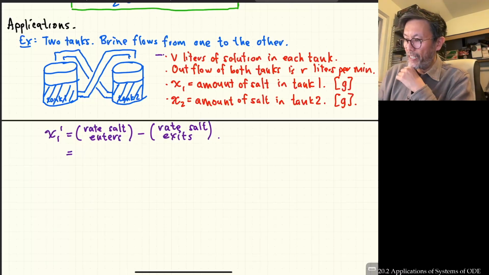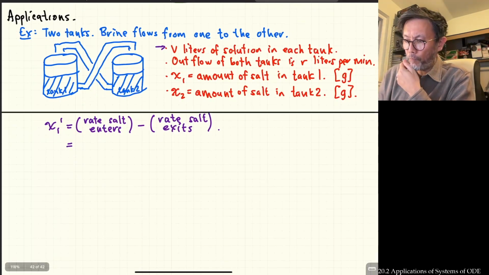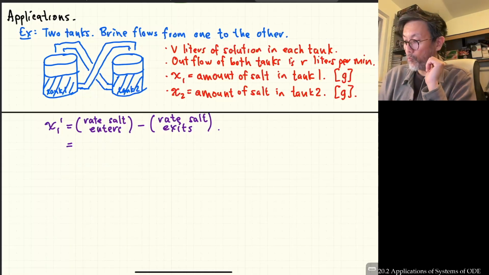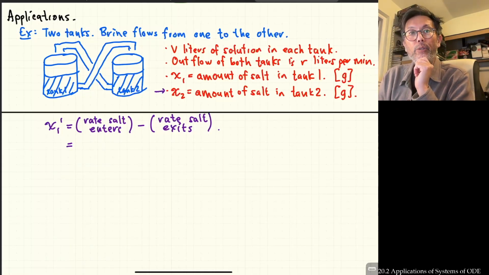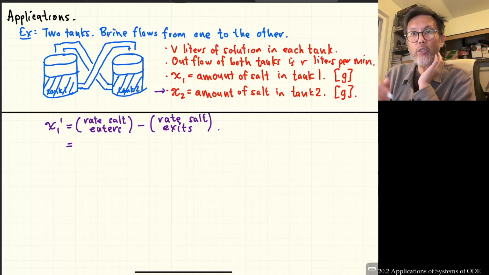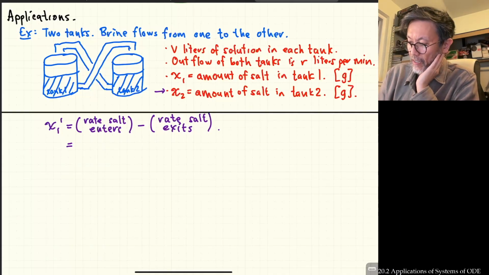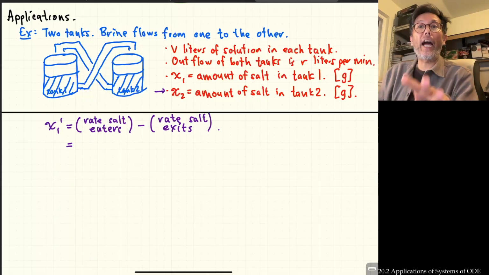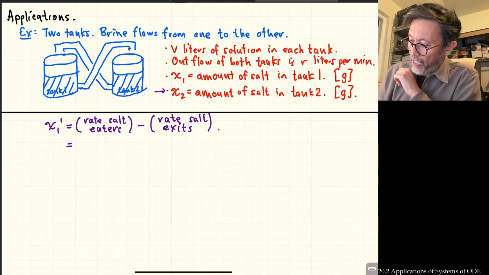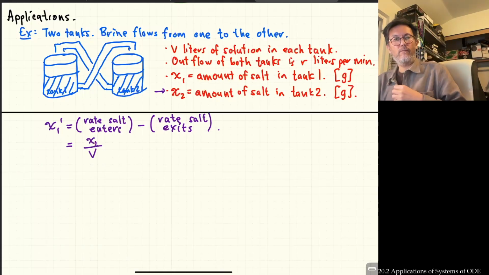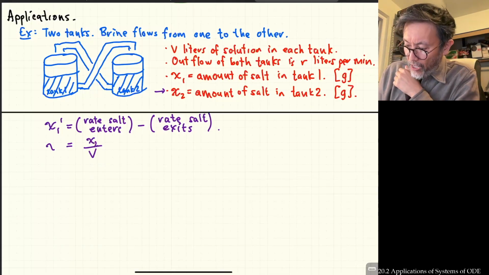That's indicated by this line here, right? So we know the volume, and that's no problem. The amount of salt we define to be x sub 2. So the concentration of the brine in tank 2 is going to be given by x sub 2 divided by V. Remember, I'm thinking about x1 prime here.